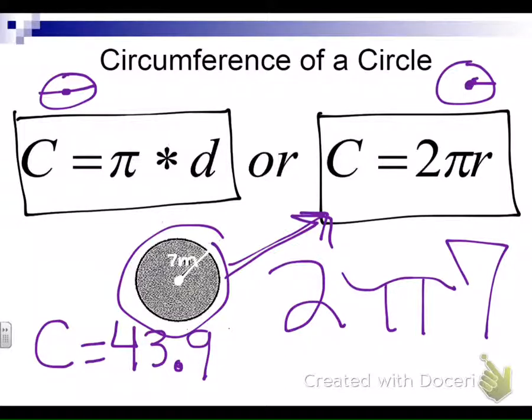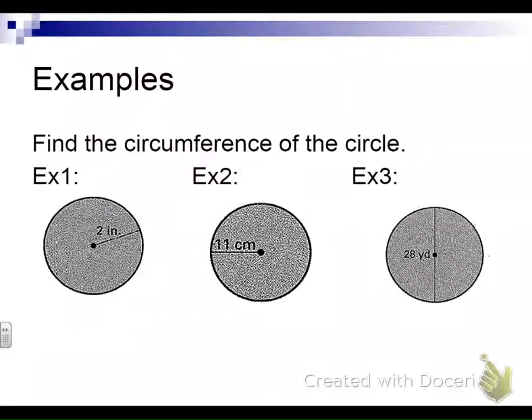Questions? Okay, let's do some examples. Yeah, it rounds to 44. Okay. Find the circumference of the circle. The circumference is the outside. First of all, in this first example, is this 2 the radius or the diameter?